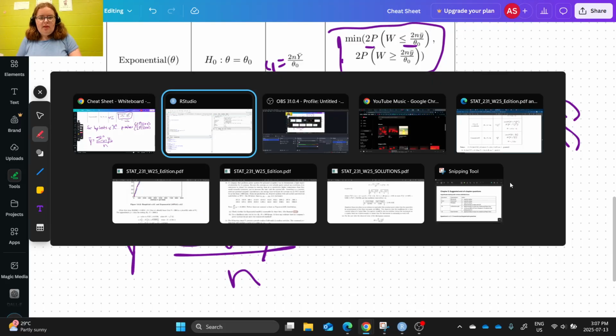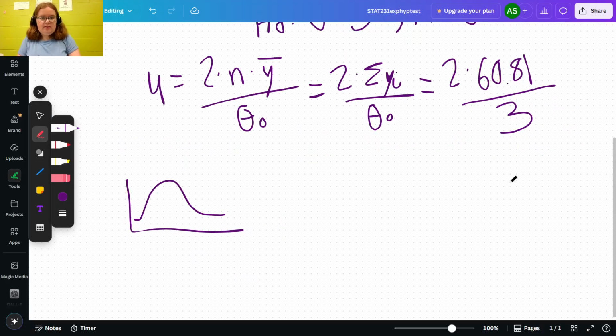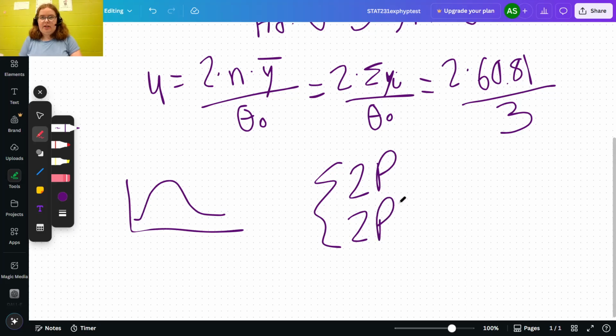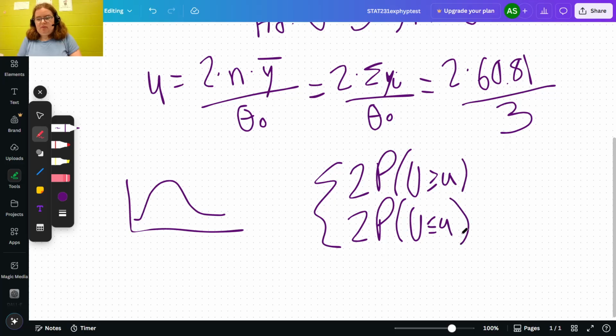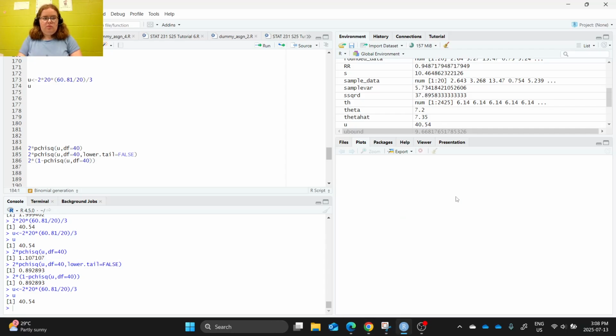So what we do is compute both of them, depending on what we're given on the actual exam. We're not sure what this would probably look like, so just compute whatever you can: the probability of U greater than or equal to u and U less than or equal to u. And then we're just going to figure out which of these is actually a probability and go with that one as our p-value. So this is not too bad to do.